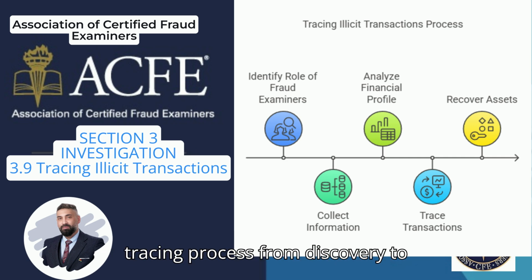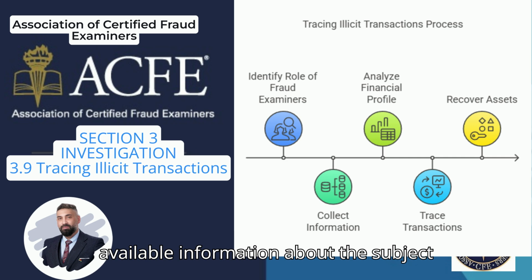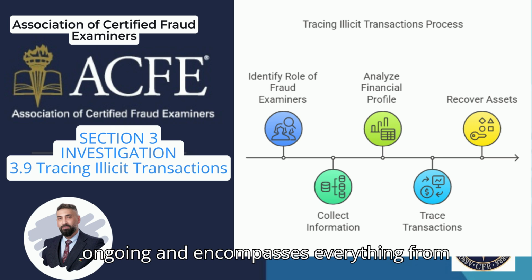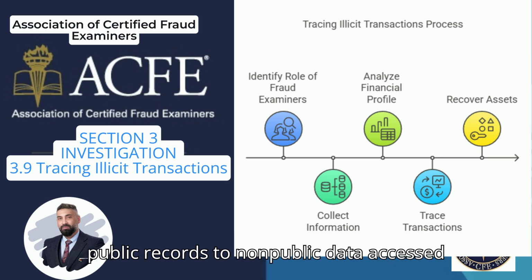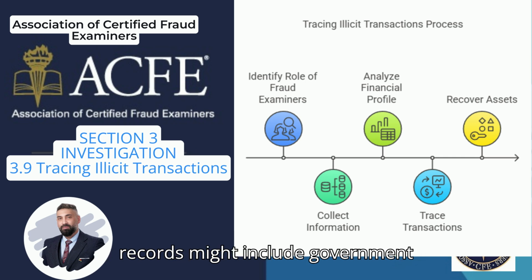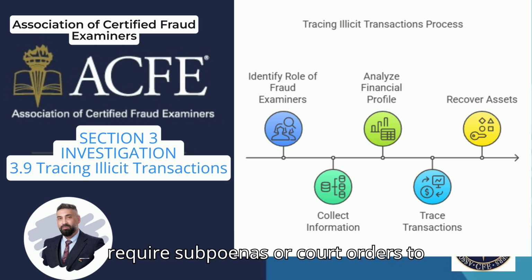Steps in the tracing process, from discovery to recovery. The journey of tracing illicit transactions begins with a systematic and structured approach. First, investigators collect all available information about the subject or persons involved. This process is ongoing and encompasses everything from public records to non-public data accessed through legal means. For example, public records might include government databases, while non-public records could require subpoenas or court orders to access.